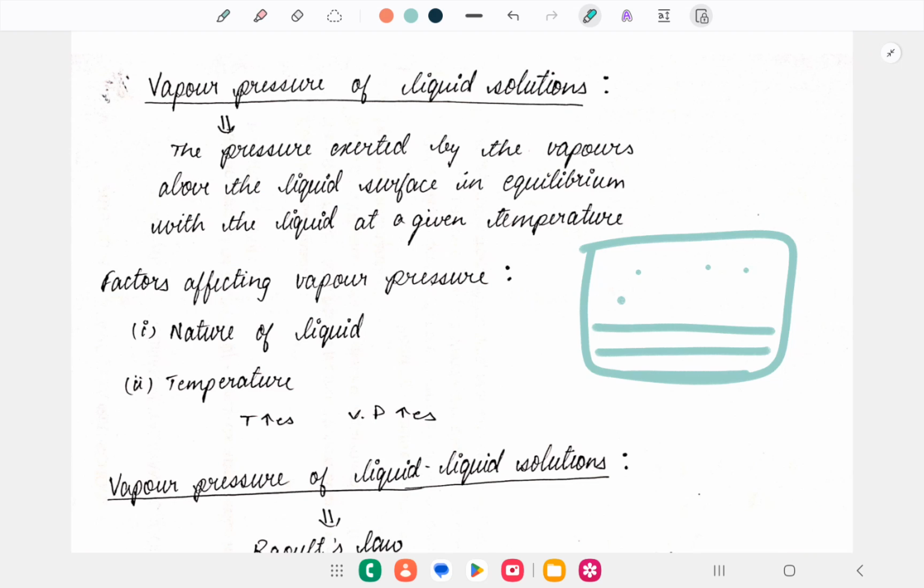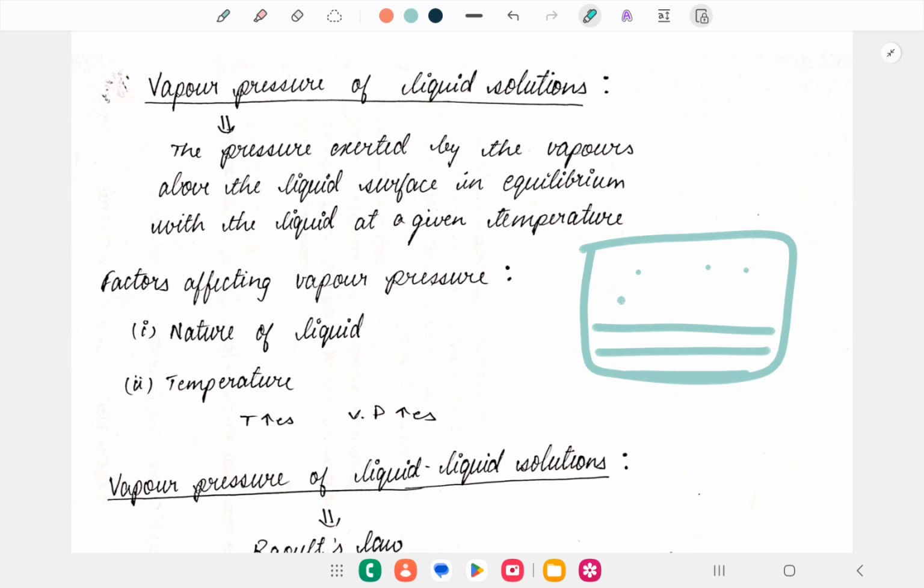Vapor pressure is the pressure exerted by the vapors above the liquid surface in equilibrium with the liquid at a given temperature. So, the pressure the vapors apply on the closed vessel is known as the vapor pressure.